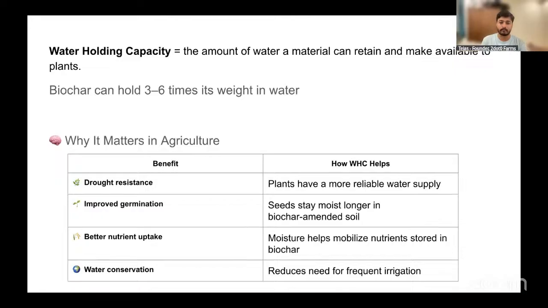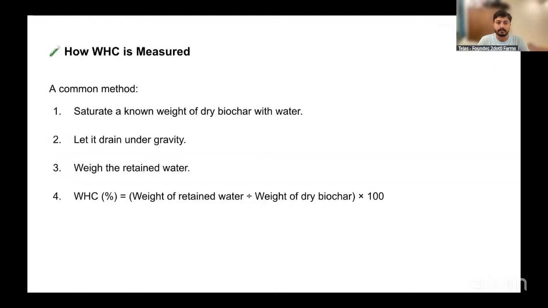Better nutrient uptake, of course, because moisture helps mobilize nutrients. Moisture is the highway for nutrients to flow. They can't move around if there is no medium, and moisture, like water, is this medium. And holding on to more water means we use less water. If we use less water, we have more water available for use, and our neighbors, the farmers, also have more water available. So, in general, especially Indian soils could use some help when it comes to water holding capacity.